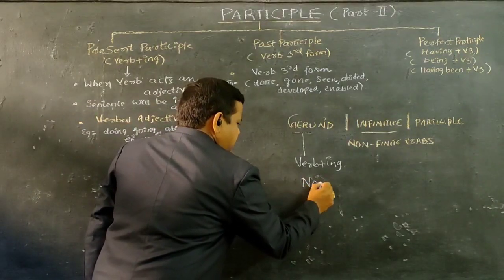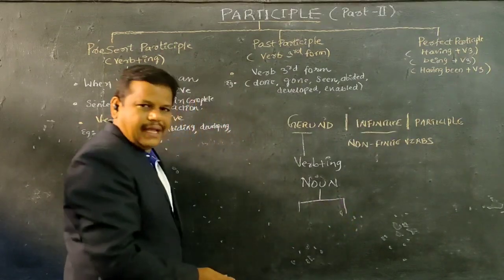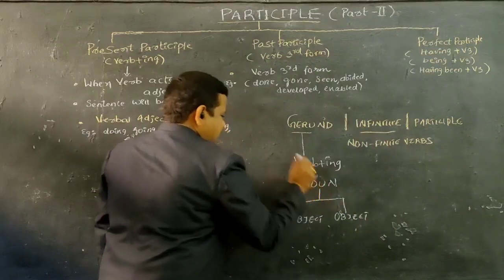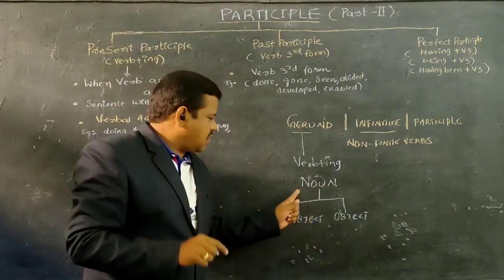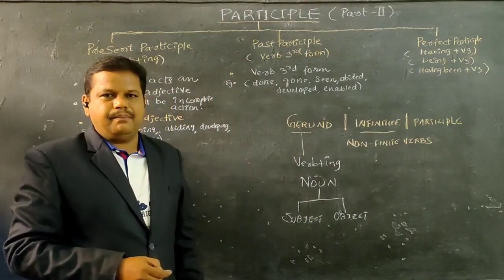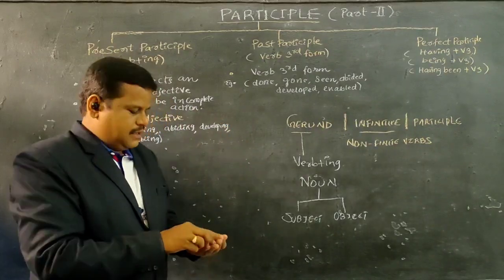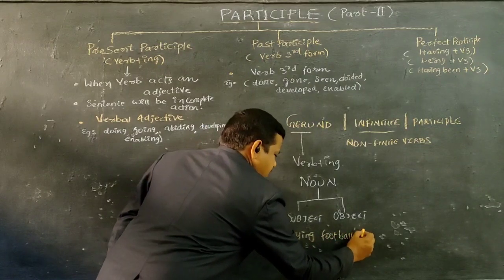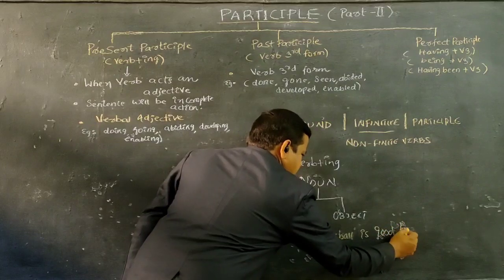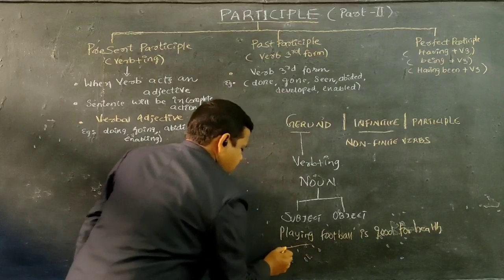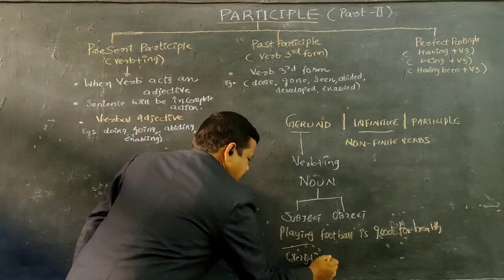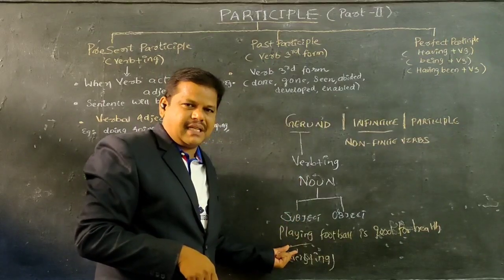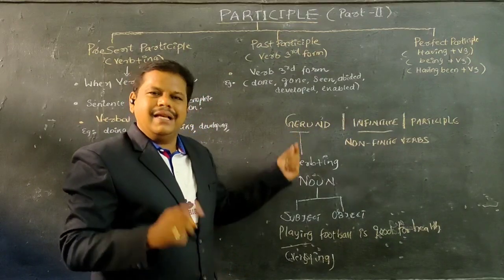Why is it called a gerund? Because when the verb plus ing form works in the subject or object place instead of a noun, it is called a gerund. I gave one example yesterday: playing football is good for health. Here I am using the verb plus ing form in the place of the subject, replacing the noun with verb plus ing. That concept we explained yesterday is called gerund.